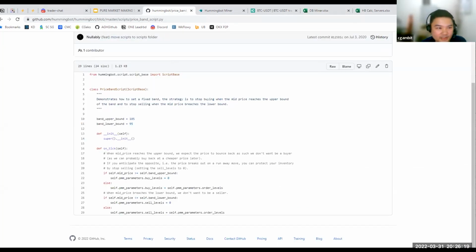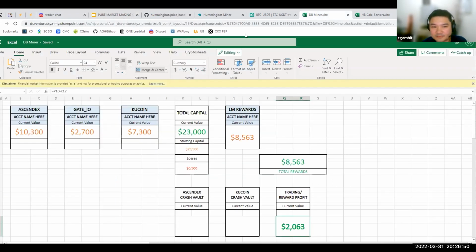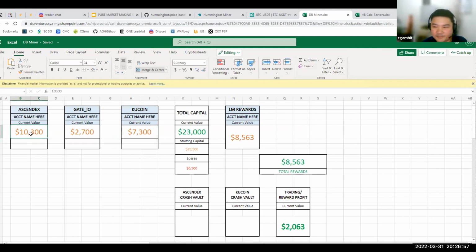So if CoinAlpha can give the LM rewards API at least, then I think users can customize their own dashboards and see the PNL between exchanges and liquidity mining rewards. And some users can also customize their logic for dynamic bot adjustments based on current PNL. So mostly they can adjust the order amount and spreads dynamically based on these rewards and exchange balances. For these three, AG Hunter is helping me get the scripts so I can automate this part also, so we don't need to change these values manually.